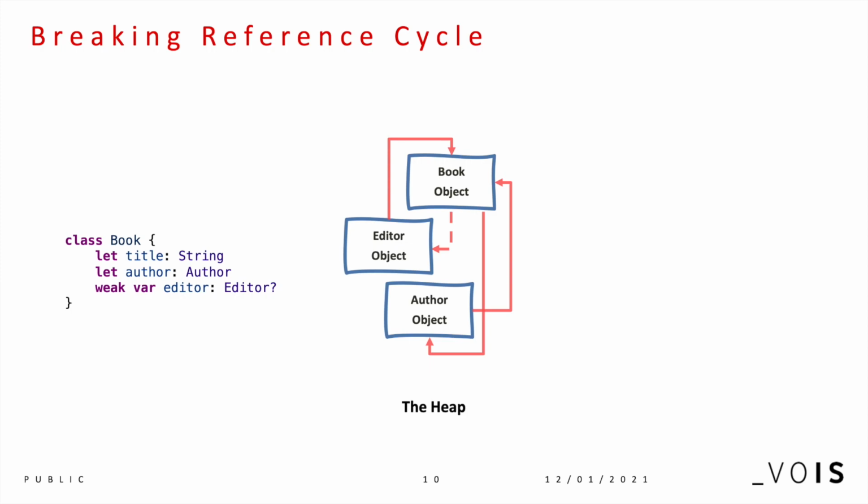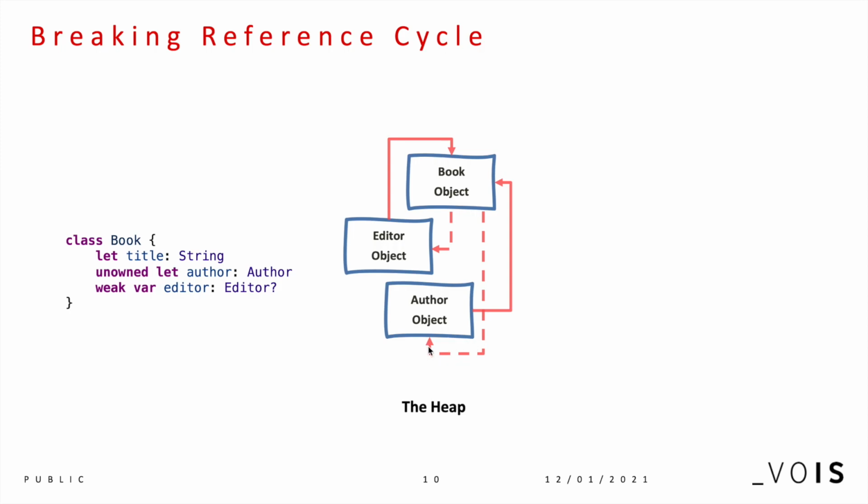There is another means to break reference cycles, unowned references, which behave much like weak in that they don't change the object's reference count. Unlike weak references, however, they always expect to have a value. You can declare them as optionals.